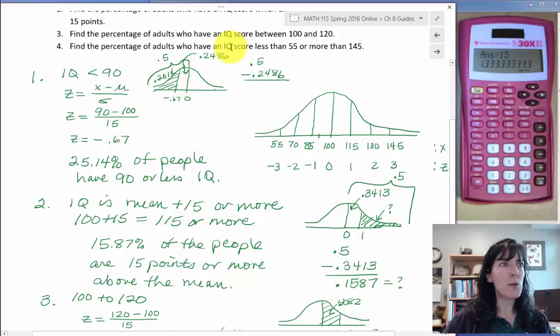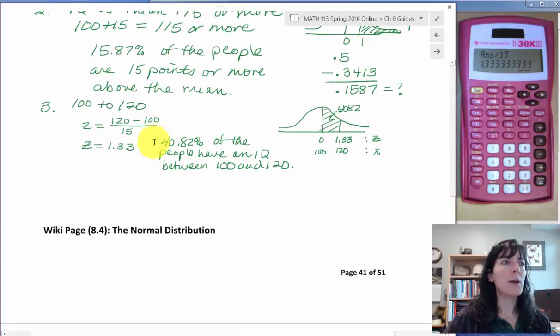Find the percentage of the adults who have an IQ score less than 55 or more than 145. And so I'm looking at my chart, and that's why it's so handy to draw a chart and mark in all your X values, because when they tell us 55 and 145, we can look on here and say we want less than -3 and greater than +3. And we know those two are our actual z-score markers for 3 and -3.